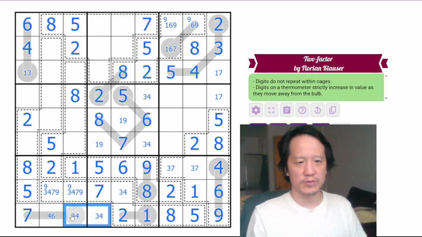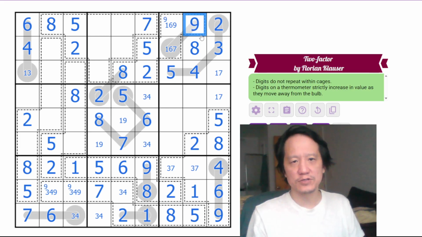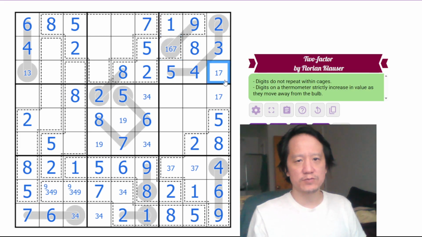This 3, 4 pair eliminates 3 and 4 in the rest of the row. This can't be 4. This is 6. This can't be 7. This 6 eliminates 6 here, so this is 9. This can't be 6 or 9, so it's 1. This 1 eliminates 1 here, so it's 7. This is 1. 7 eliminates 1 and 7 here, so it's 6.